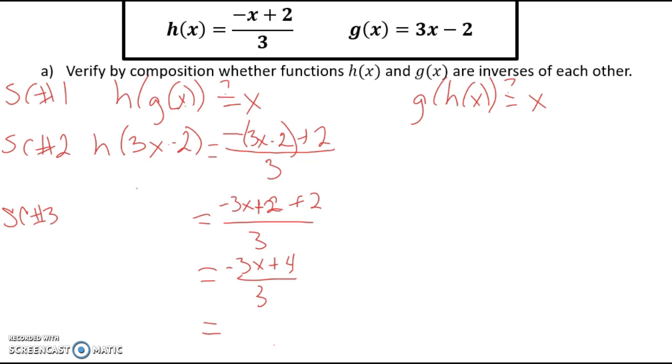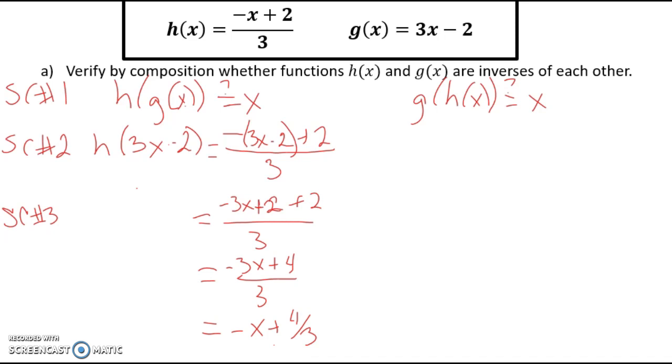Negative 3x divided by 3 is negative x. 4 divided by 3 I can just leave as 4/3. There's nothing left here that can be simplified. So in this case, success criteria number 3 is completed. And I have noticed that no, that did not end up equaling x. I could stop here and tell you that no, they are not inverses because one of them did not work. Both have to work for them to be inverses.